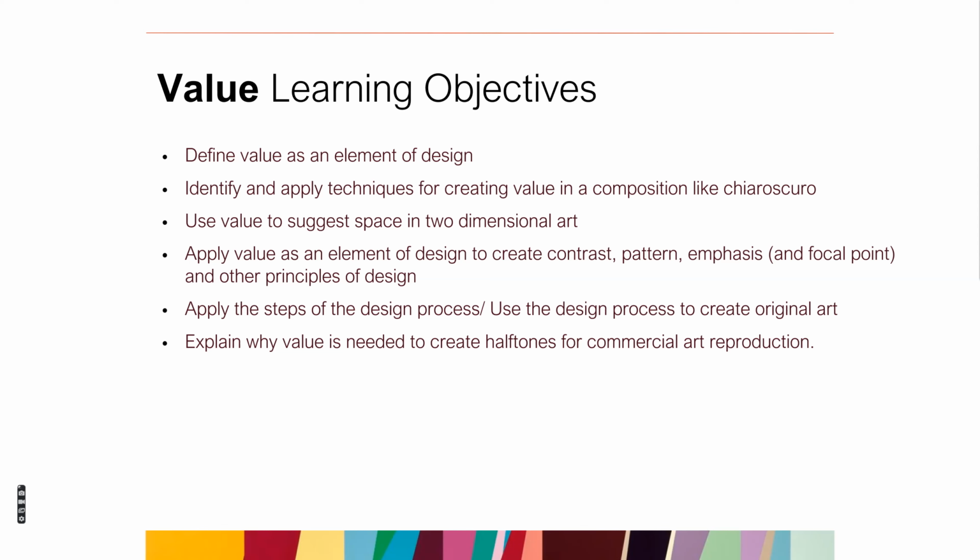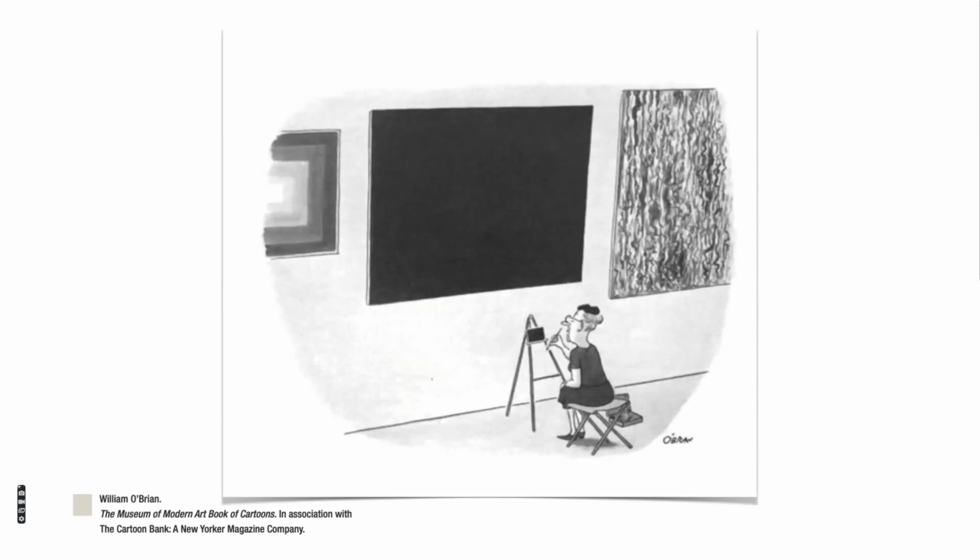chiaroscuro, use value to suggest space, two dimensions, apply it as an element to create contrast, patterns, emphasis, focal point, and other principles. After this lesson, we will apply the steps of the design process to create original art that demonstrates the proper application of value. Through this lesson, we will also be able to explain why value is needed to create halftones for commercial art reproductions.